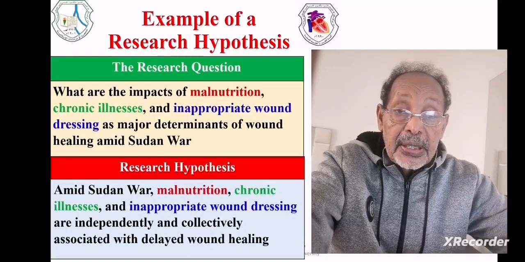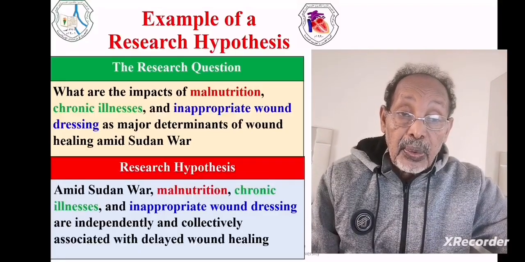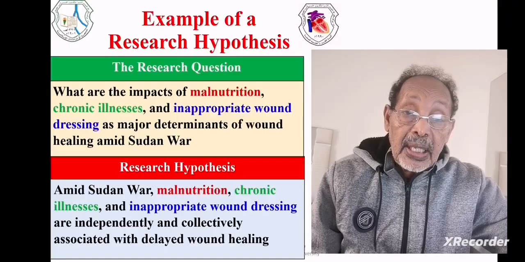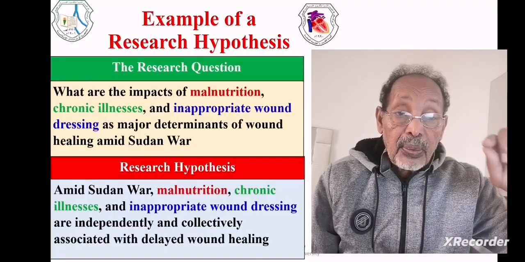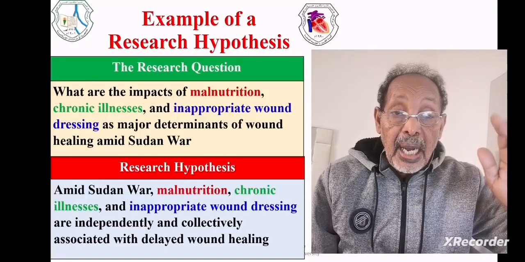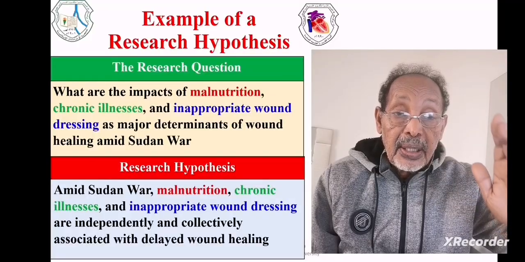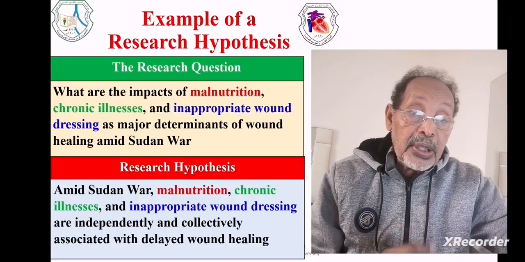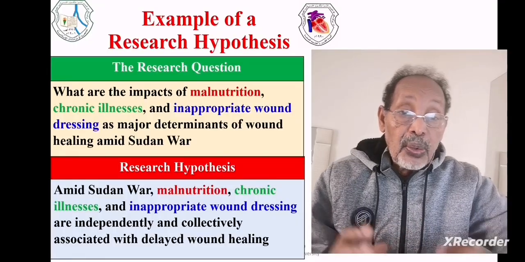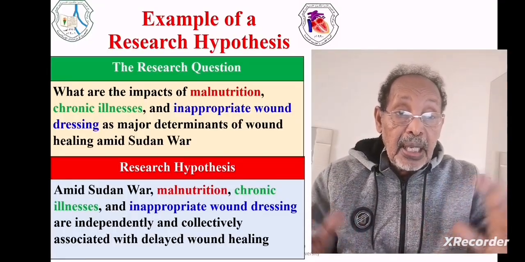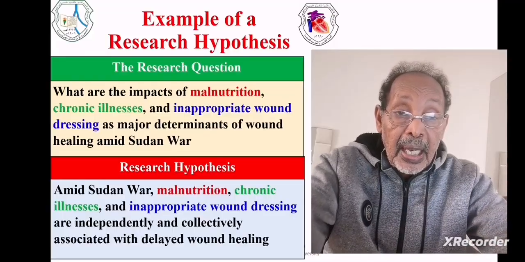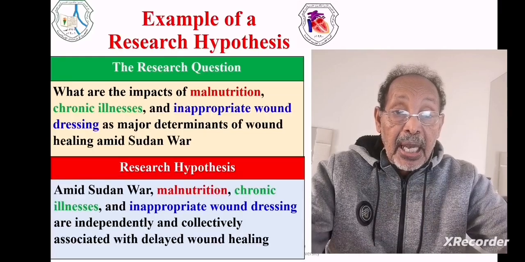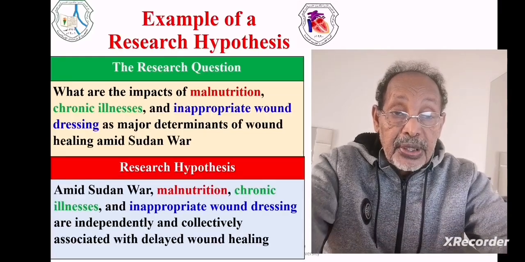Our hypothesis could be: amid Sudan war, malnutrition, chronic illnesses, and inappropriate wound dressing are independently and collectively associated with delayed wound healing. So we have the three: independently and collectively delay wound healing. And we can go and further develop secondary questions and further hypotheses for the secondary questions.